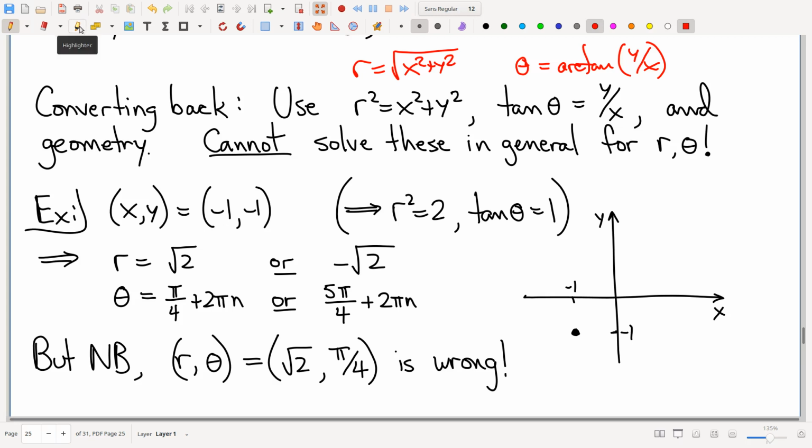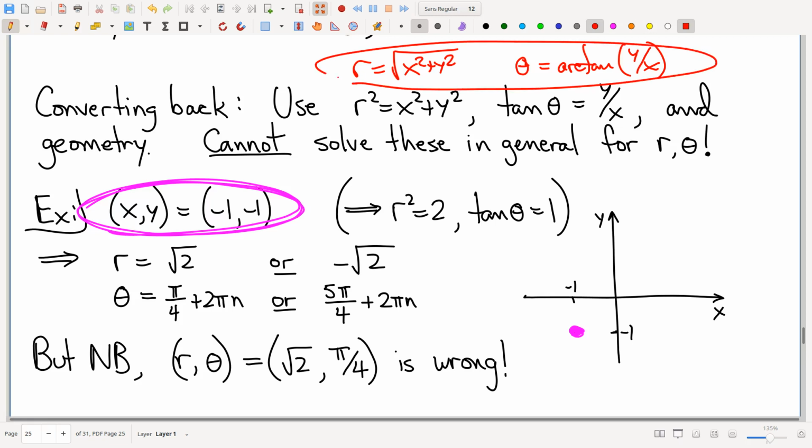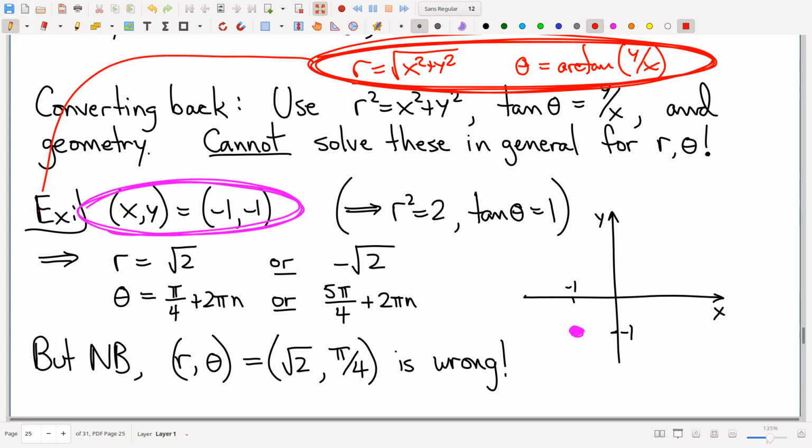Let's think about this point right here. -1, -1. Here it is. It's in the third quadrant down there. And let's try to write down the polar coordinates. If you were to just take these formulas, which again, please don't, and take the positive r and the arctan value of theta, then you would get these values right here for r and theta, which gives you that point right there, which is wrong.